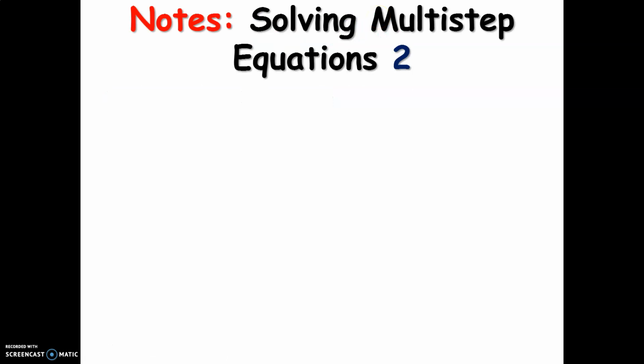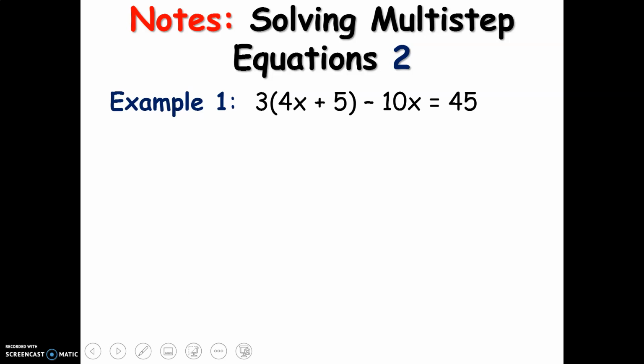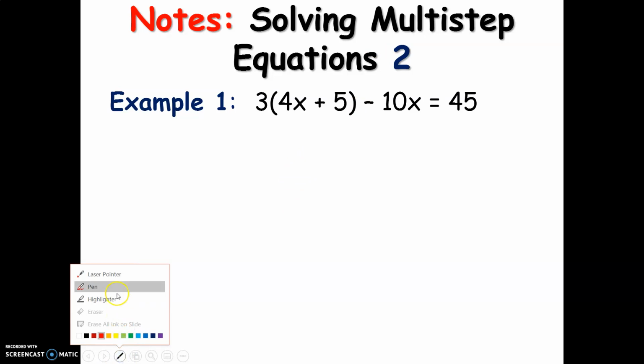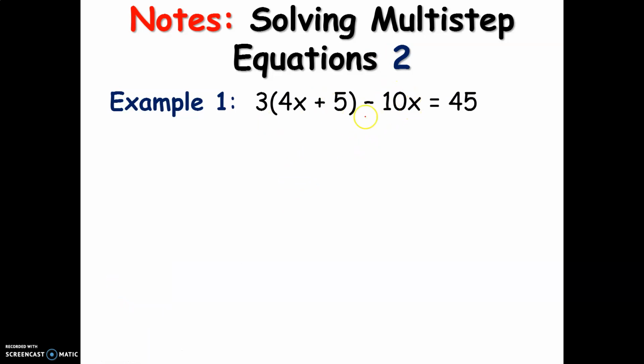All right, the last half of this lesson is going to focus on the idea of solving equations that have both like terms and distributive property. Let's look at our first example. Example 1: 3 times (4x plus 5) minus 10x equals 45. If I have an equation that has both distributive property, i.e. multiplication, and like terms, we must first start by using the distributive property.